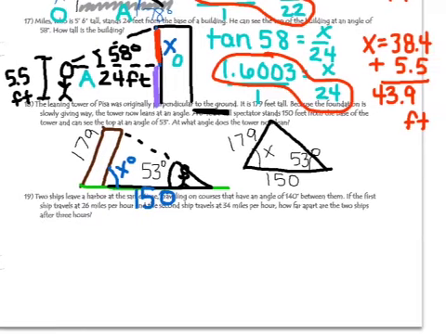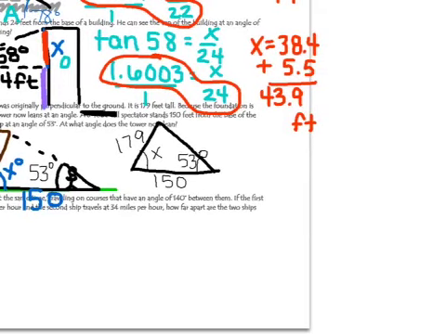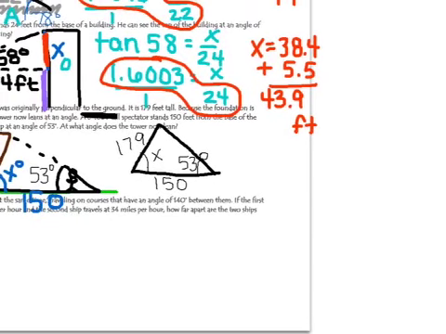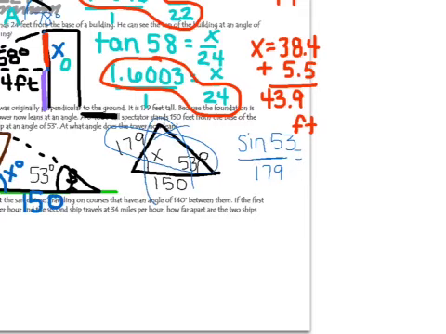Let me see if this would work. Give myself some space here. If I was going to set this up with law of sines, I would do sine of 53 over 179 equals sine of x over 150. Actually, I'm not going to call it x because I already labeled my other angle x. Let's use a different letter. Sine of y.